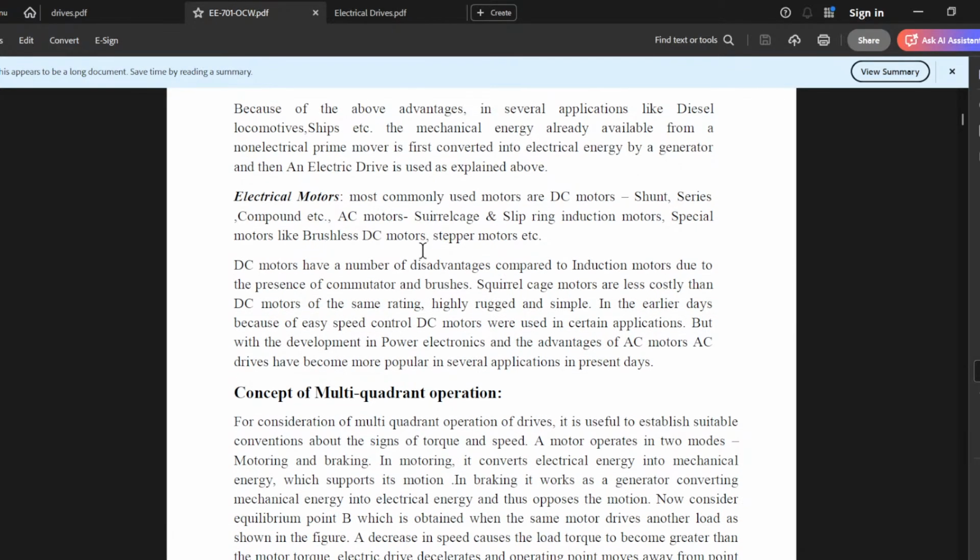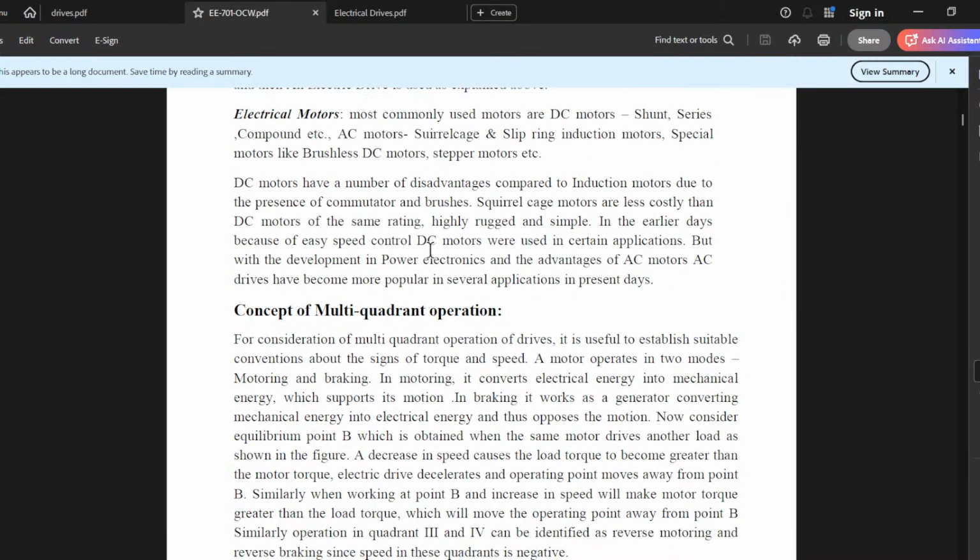Okay, electric motors. Most commonly used motors are DC motors. Now the DC motors are of the types shunt, series, compound. Shunt is basically parallel, if you are aware of that word also. Parallel, series, parallel and series together. So DC motors, we have types. AC motors, we have types, squirrel cage, slip ring, all these types of induction motors. Special motors like BLDC, remember brushless DC motors, here we have as a special case. So special motors like BLDC, stepper motors.